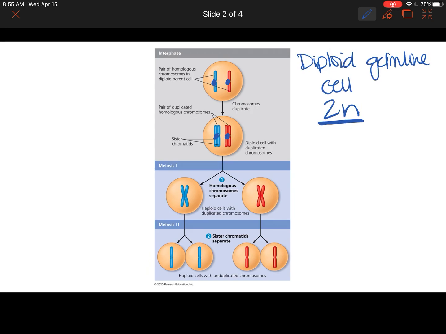Now, at the end of G2, this diploid germline cell is going to enter meiosis. Now, meiosis is broken into 2 big phases. There are 2 separate rounds of cell division in meiosis. Big picture, the goal of meiosis 1 is to separate the homologous pairs of chromosomes. So after meiosis 1, we have 2 haploid cells. But notice each haploid cell is still a pair of sister chromatids, or each chromosome is still a pair of sister chromatids.